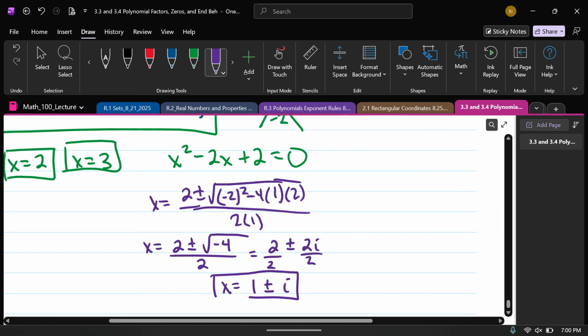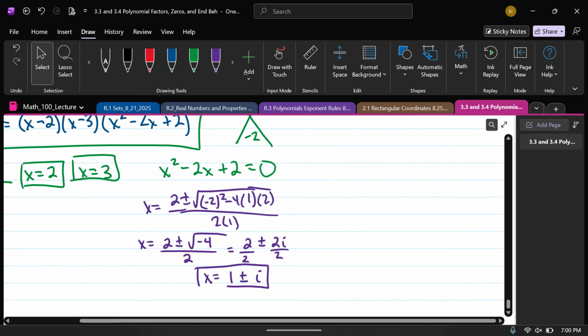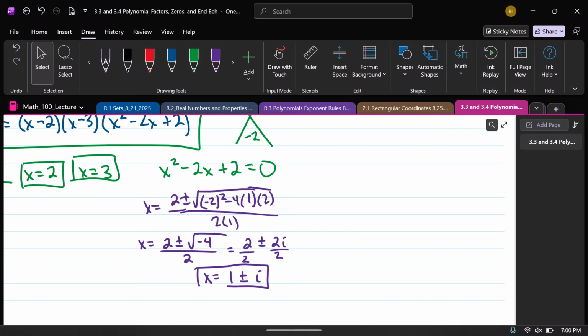How many zeros do I have total? 1, 2. 1 plus i is the third one. 1 minus i is the fourth one. So I got 4. What was the highest power of x? 4. I need to be able to total up to be that same number. However many answers I have needs to match the highest power of x. If it doesn't, I'm missing something, or I've got a multiplicity happening. Whatever the highest power of x is, that's how many answers I should be finding on my zeros. Doesn't necessarily mean that many factors, but it means that many zeros.